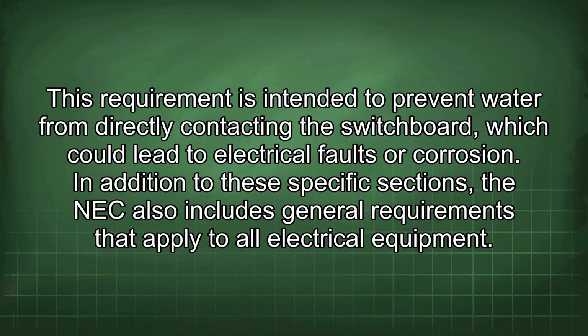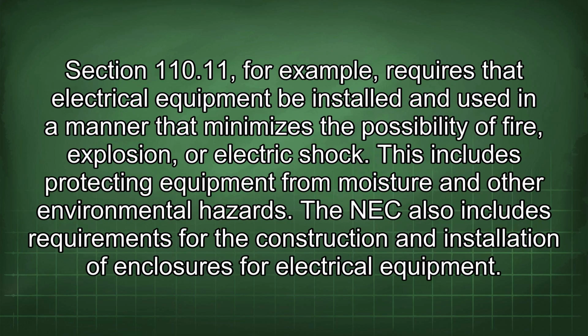In addition to these specific sections, the NEC also includes general requirements that apply to all electrical equipment. Section 110.11, for example, requires that electrical equipment be installed and used in a manner that minimizes the possibility of fire, explosion, or electric shock. This includes protecting equipment from moisture and other environmental hazards.